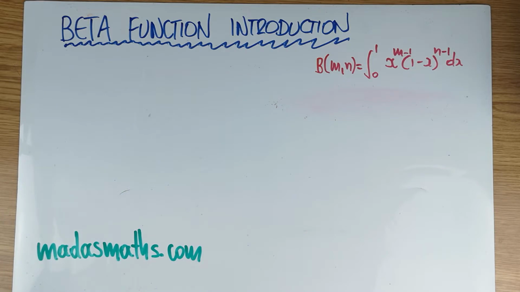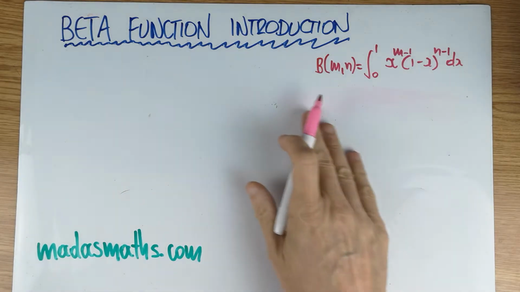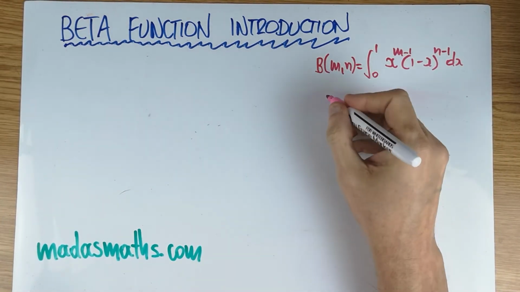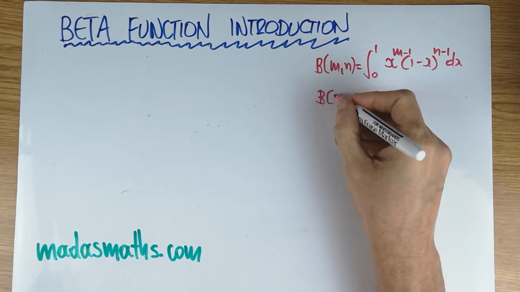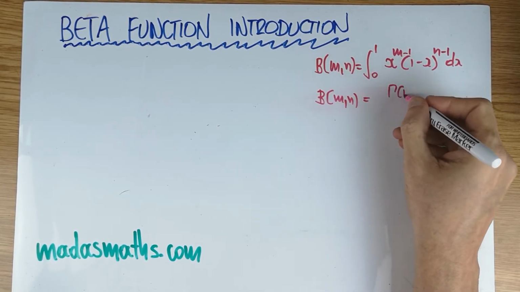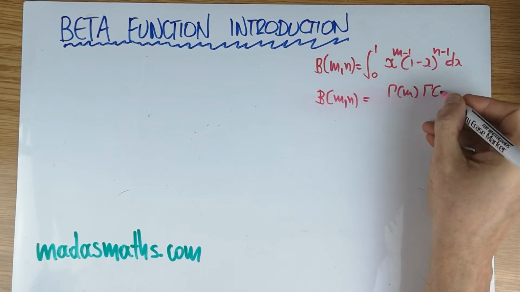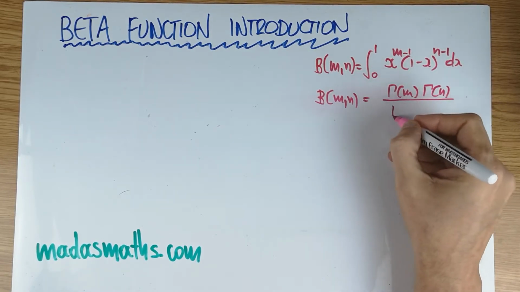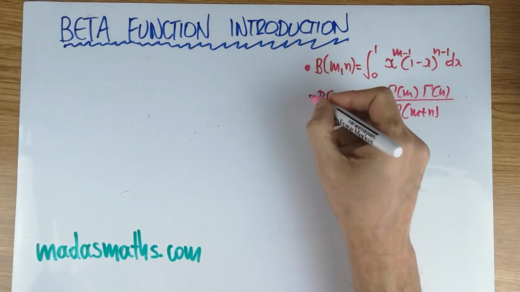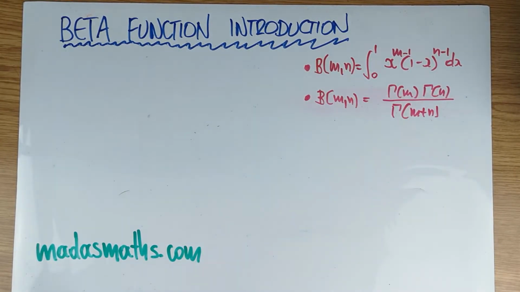There is now a second result, which later on in the course I will in fact prove. At the moment I'm not going to prove it, but this is the relation between the beta and the gamma. The beta of m comma n is in fact the gamma of m times the gamma of n divided by the gamma of m plus n. So these are the two important results that we're going to use for today.